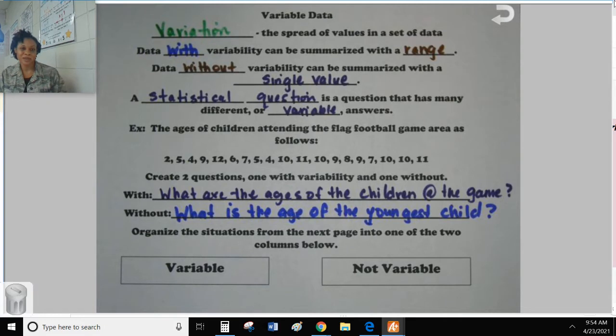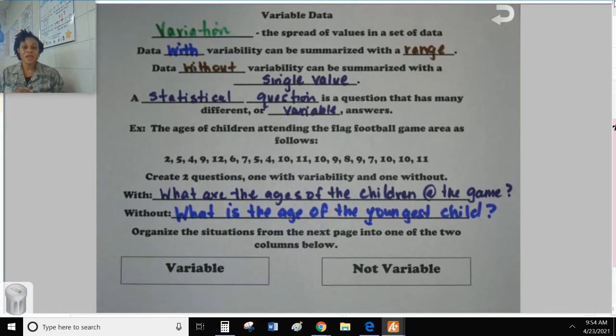So it kind of sounds like an inequality where we have a range of answers, and an equation where you have one answer that makes it correct, right? So we want to think about variability a little bit like that. If you are variable, then you have a range. If you're not variable, then you have a single answer, okay? A statistical question is a question that has many different or variable answers.